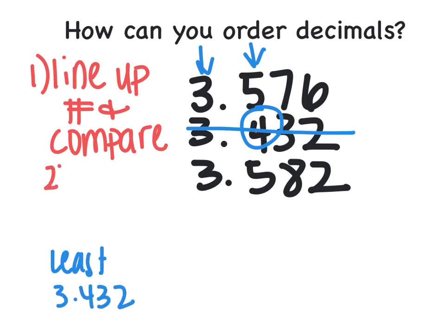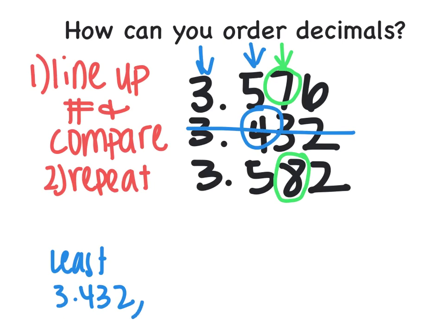Your next step is to repeat. I'm going to repeat that same process, keeping them lined up, but now I'm comparing the next place value spot. So now I'll be looking at the 100th spot. I notice that the top number has a 7 in the 100th spot, and the bottom number has an 8 in the 100th spot, which means that the top number is smaller than that bottom number. So I'm going to put it next in my list from least to greatest, 3.576.